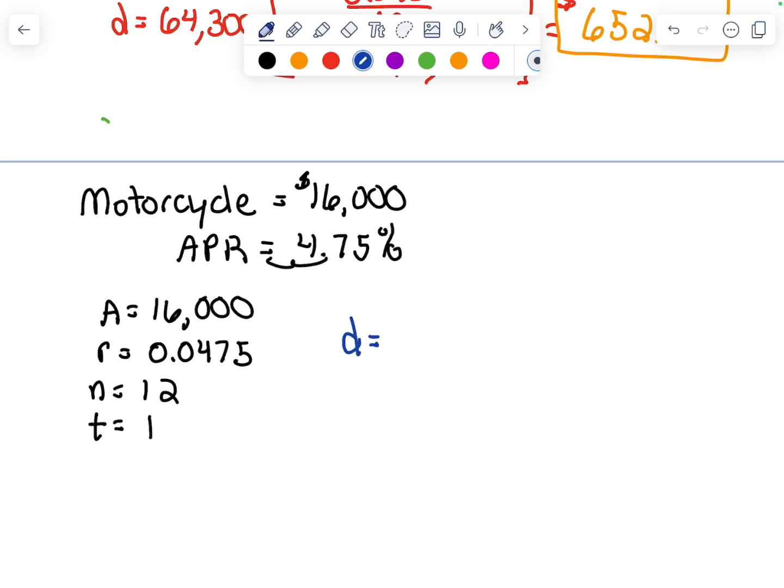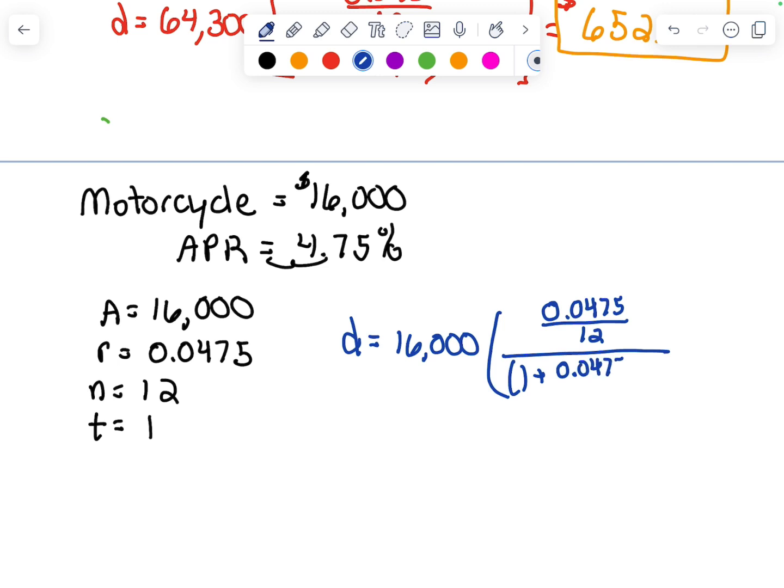So we'll go back to our formula to get our regular deposits to make in this account. And we're going to replace that with 16,000. And then the numerator is going to be 0.0475 over 12, divided by 1 plus that 0.0475 over 12, raised to the 12 times 1 power, because we're going to do it for 1 year, minus the 1. And we're going to type that into our calculator and let's see how much our monthly deposits would be for saving toward this motorcycle for only a year.